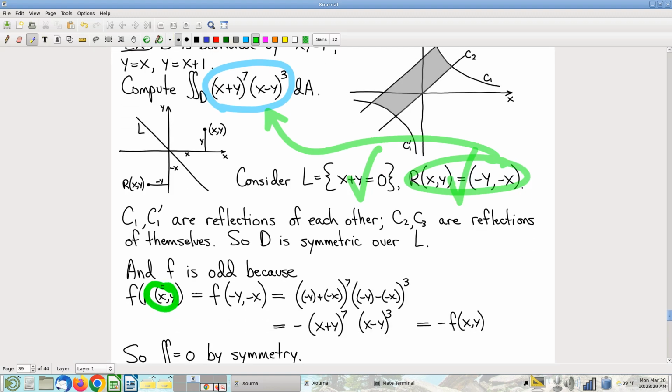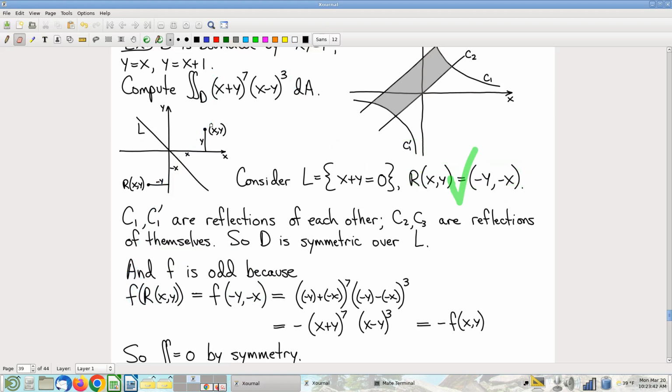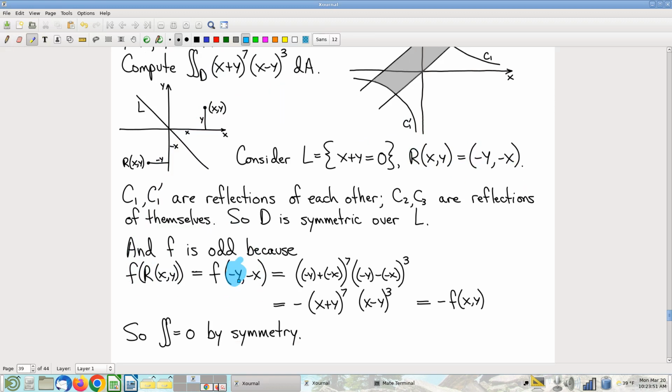We've got to take this formula for the reflection, plug that into our F, and be careful along the way. Again, it's easy to get confused. Keep in mind that when I say negative y is our first component that we're plugging into the function, that means negative y goes into the place where x was. I hope that makes sense for everybody.